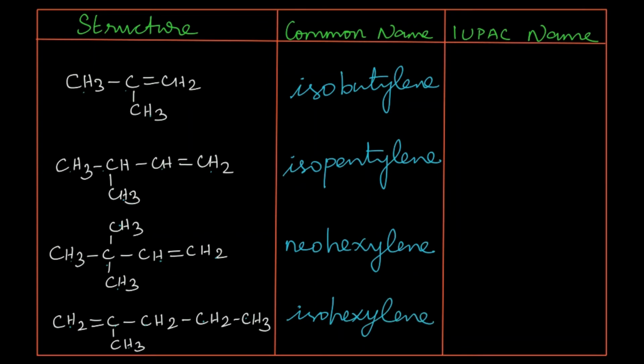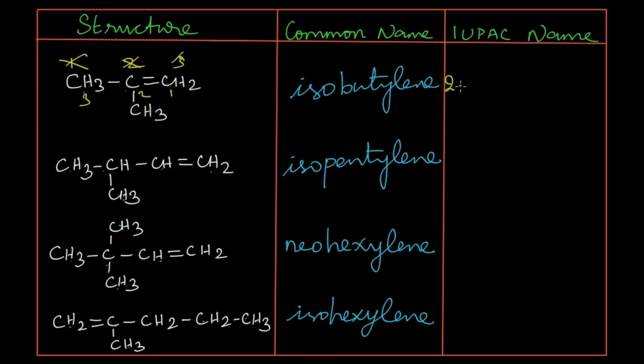Now let's give the IUPAC name for this compound. For the IUPAC name, we have to count the straight chain and the side chain separately. So 1, 2, 3. Can't we number from this side, 1, 2, 3? If we number like this, the double bond gets the position 2. So this is wrong. We have to number in this order. Okay. So in the second carbon, the methyl group is attached.